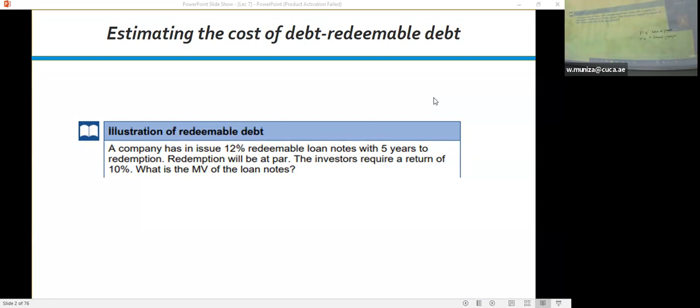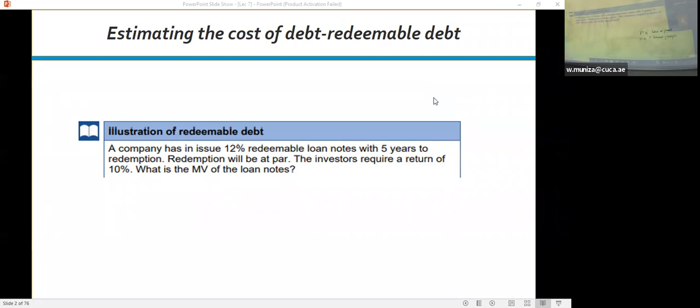Now let's see this question. The question is asking in the last line what the market value of the loan notes is. Loan notes can be redeemable or irredeemable, but you are going to see the scenario in order to establish whether the question is asking about redeemable or irredeemable debt. The same is going to happen in the exam as well. So let's read the scenario. A company has issued 12% redeemable loan notes. So what is the coupon rate?